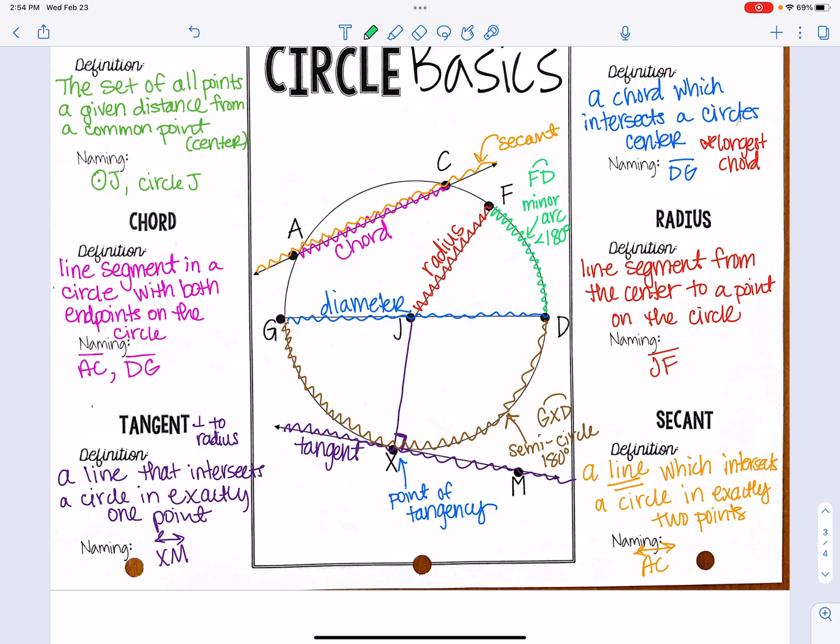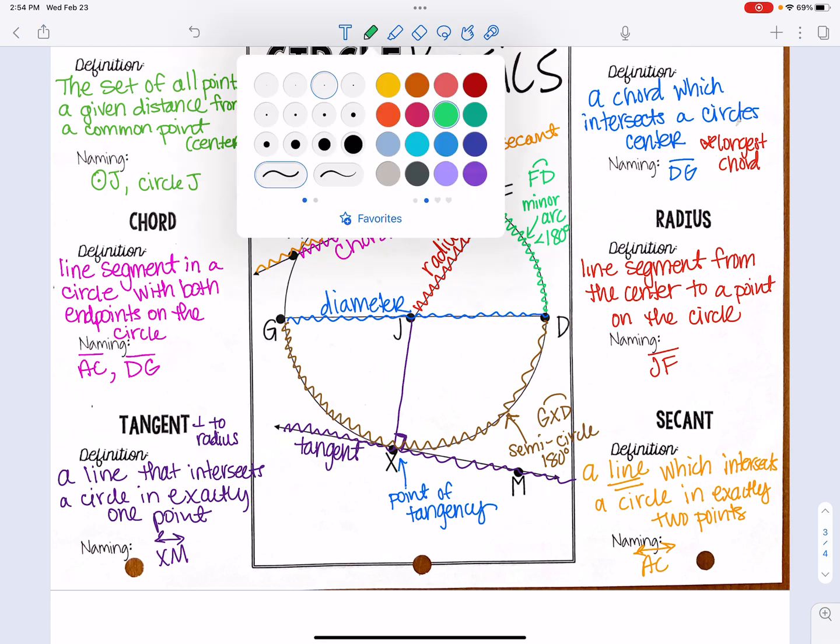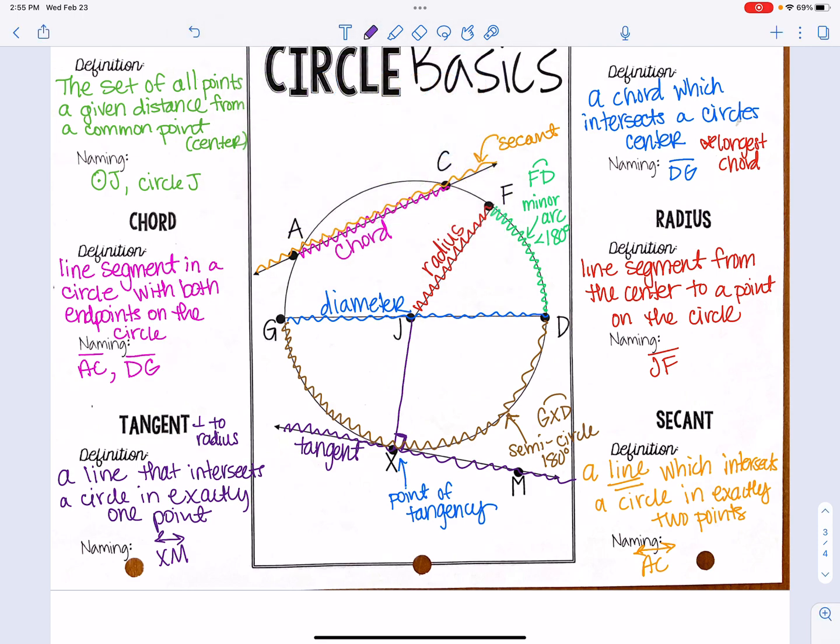So a major arc is going to be greater than 180. So I'm not going to actually label that since there's just a lot happening on this circle. I'm going to name it over here. So you can write it at the top. A major arc is going to be greater than 180 degrees. And so a major arc would be something like FXD, and it would start at F and go the other way around to D, greater than 180 degrees.